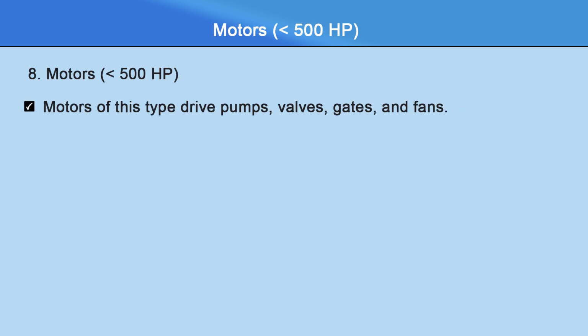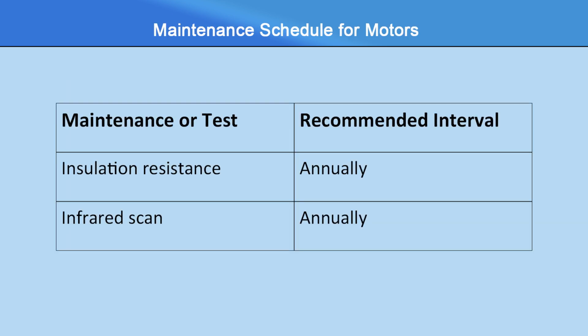Now let us discuss about the motors which are having ratings below 500 HP. Motors of this type drive pumps, valves, gates and fans. They are usually induction motors and are generally less than 500 HP but may be somewhat larger. Critical motors should routinely be tested. Now let us discuss about the maintenance schedule for motors. First test is the insulation resistance, which is performed annually, and next is infrared scan, which is performed annually.